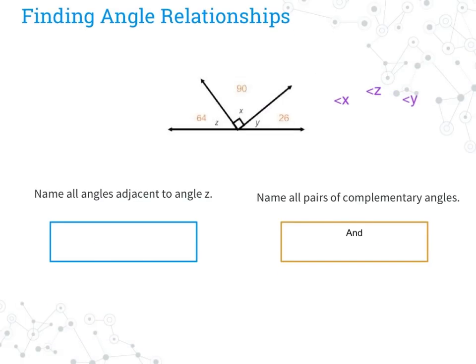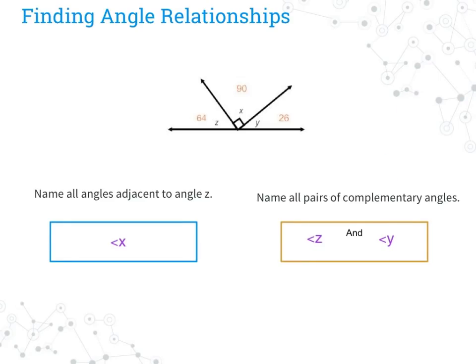So here we're talking about more angle relationships. We've got a picture and we need to figure out all the angles that are adjacent to angle Z. So that's angles that share a side and have a vertex. And only one angle has a vertex and shares a side, and that is angle X. Next, we have to name all the pairs of complementary angles. So we're going to look for angles that equal 90 degrees. Now, although X does equal 90 degrees, it is just one angle by itself, so we can't say that it's complementary. We can only add up 64 and 26 to give us the other 90 degree angle relationship there. So Z and Y are the complementary angles.